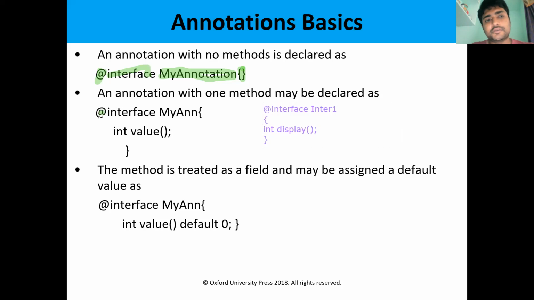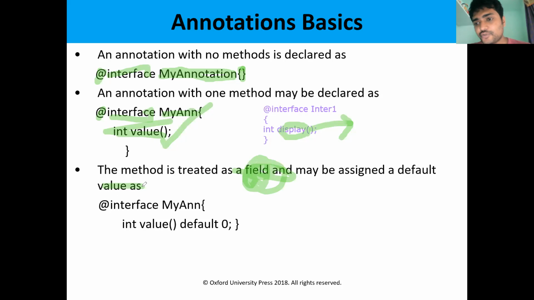Let us check another example. At the rate interface, interface is a keyword. The interface name is MyN. Within that, I am creating one method, int value. So this is the interface. Here the thing is, the method is treated as a field, that means a variable. Here the method is display. This method is treated as some attribute, that means some value, some variable. This is very important here. The method is treated as a field and may be assigned a default value. We can assign the default value also.